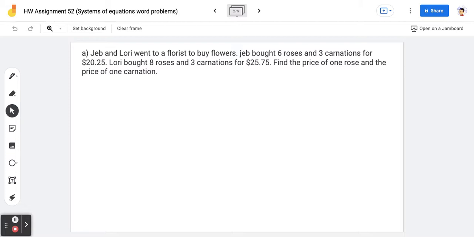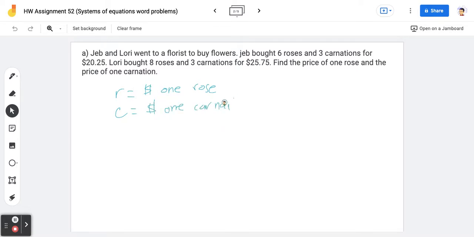So R is equal to the price of 1 rose, price of 1 carnation. All right, so R is going to be equal to the price of 1 rose. So I'll just write 1 rose. And C is going to be equal to the price of 1 carnation.